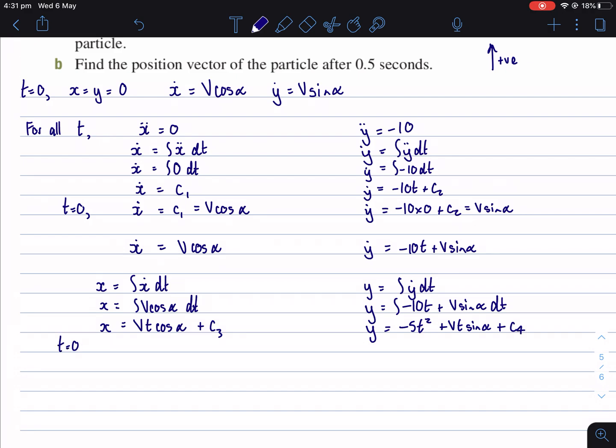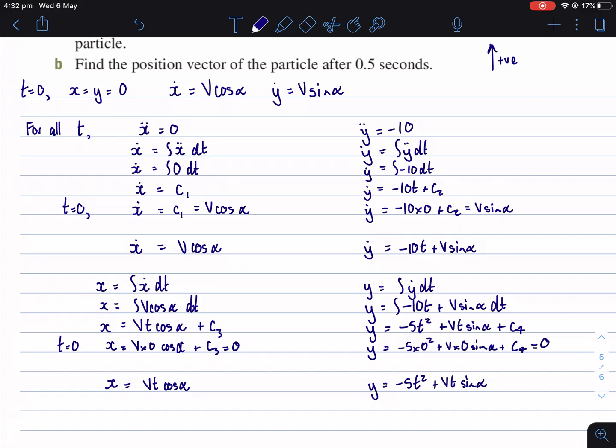Sub in when t equals 0, we know the displacements are 0. Alpha plus c3 equals 0. So c3 equals 0. So we know x equals vt cos alpha. Y is going to be negative 5 times 0 squared plus v times 0 sine alpha plus c4 equals 0. So c4 equals 0, so y equals negative 5t squared plus vt sine alpha.